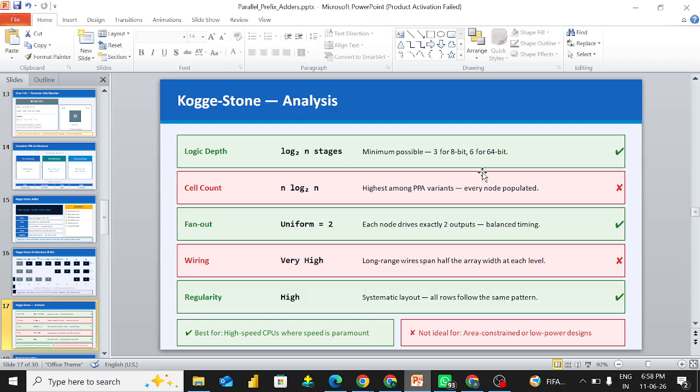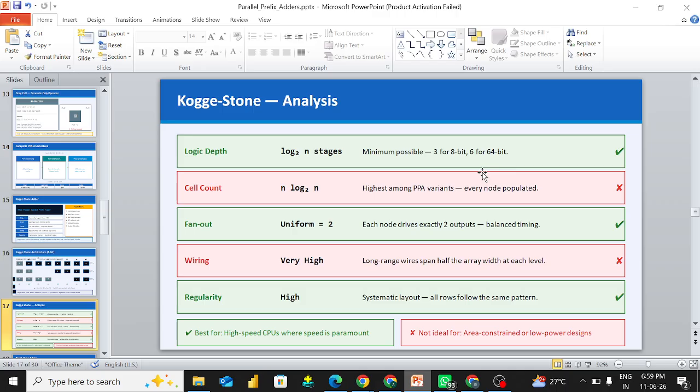What are the advantages of this Kogge-Stone adder? It is the fastest parallel prefix adder, meaning it has the highest speed, lowest delay, uniform fan out, and excellent timing. I will explain about fan out also. What are the disadvantages? Everything has some disadvantages, nothing comes for free. Every adder has one limitation. So what are the limitations?